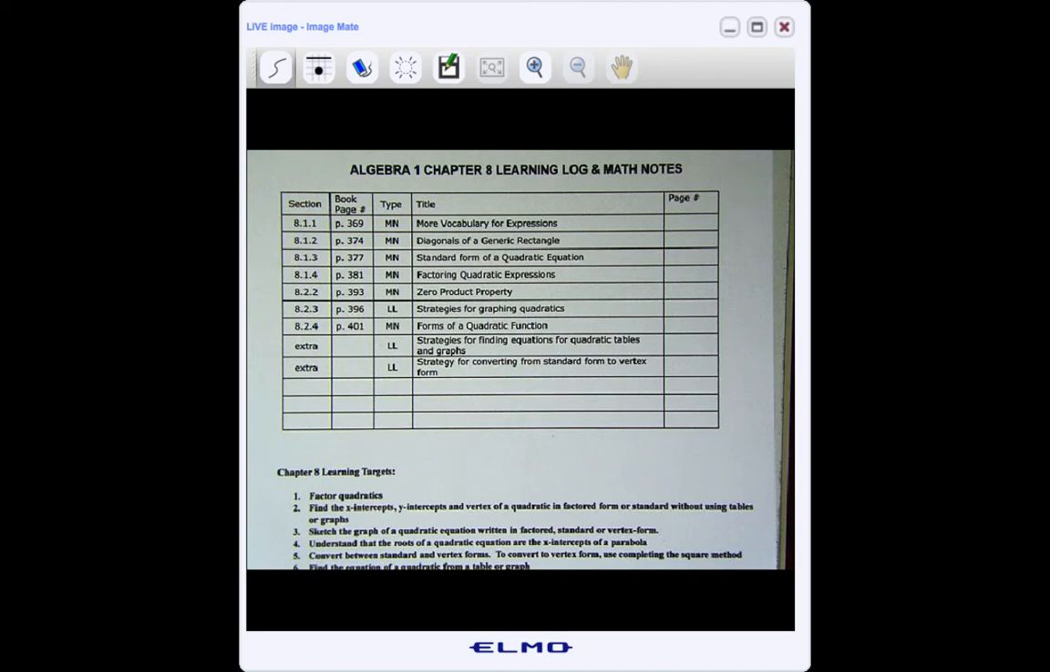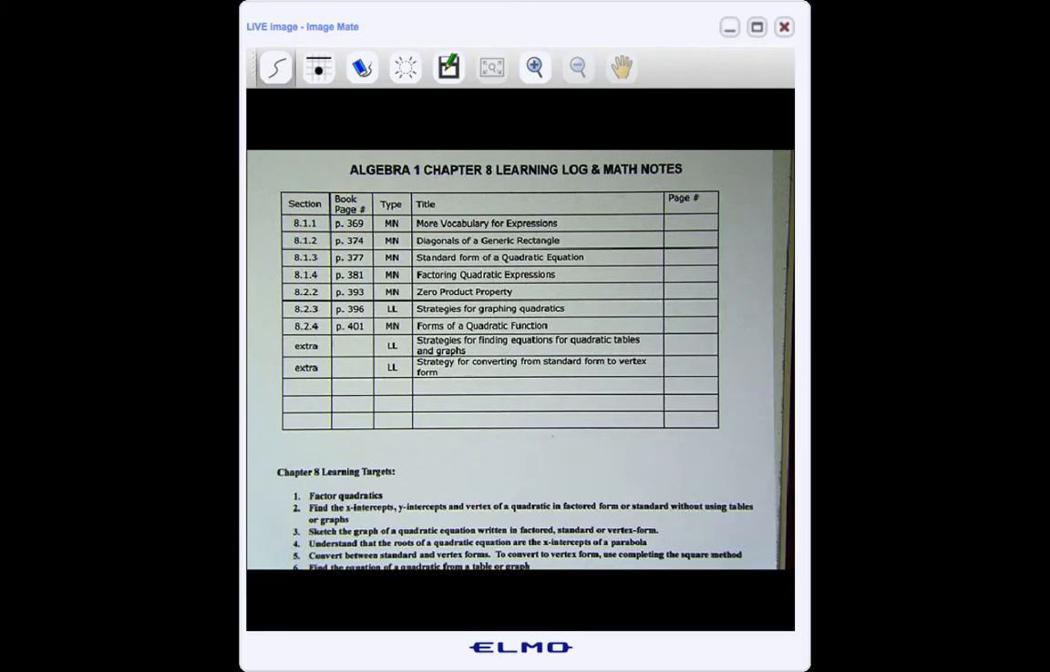Okay, today's task will be to update your learning log. So hopefully you still have that. And hopefully you have access to being able to print some of these things. If not, you do have copies of this inside your textbook, and then you can just look at it digitally.